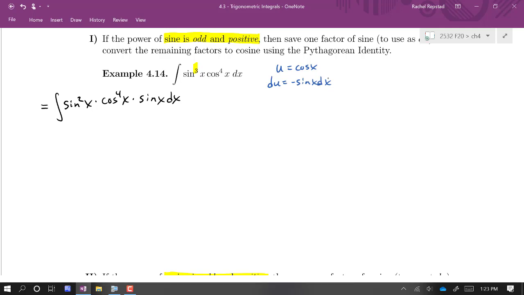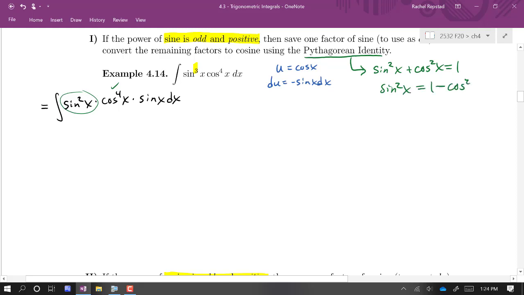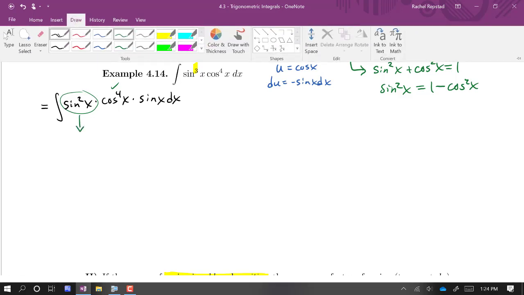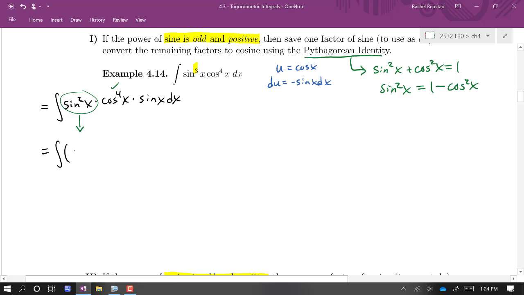I'm going to deal with making the substitution later, but I'm just putting that in my mind. Now, if u is cosine x, I want the rest of this integral to be written with u's, which means we're pleased with the cosine to the fourth there, but we need to do something about this sine squared. And that's where the Pythagorean identity is going to be useful. We know that sine squared x plus cosine squared x is equal to 1, so sine squared x is 1 minus cosine squared x, and we are going to make that substitution. So we have 1 minus cosine squared x times cosine to the fourth x times sine x dx.